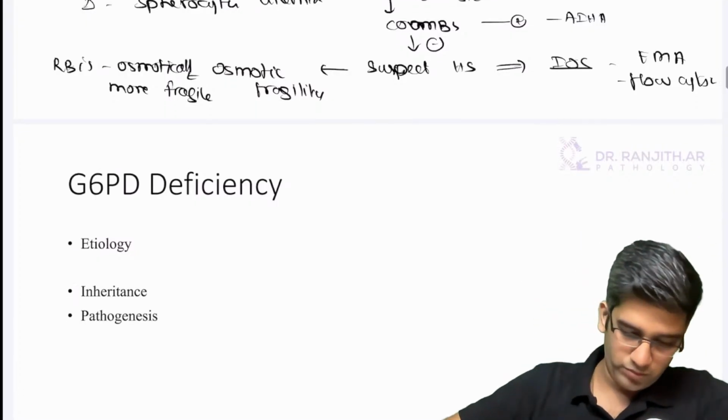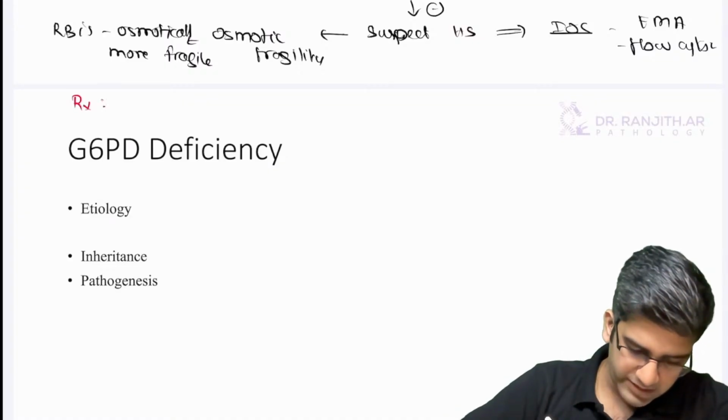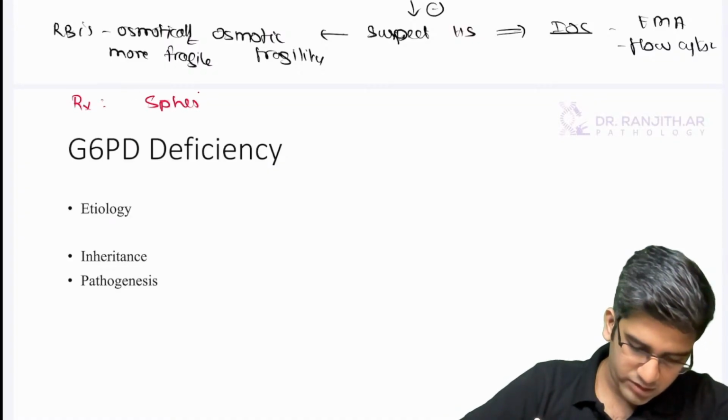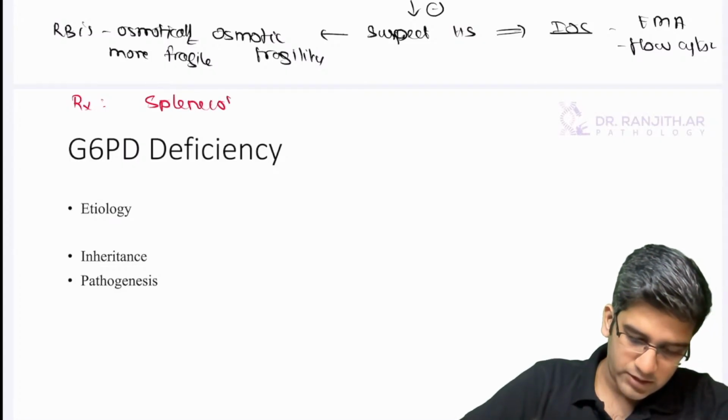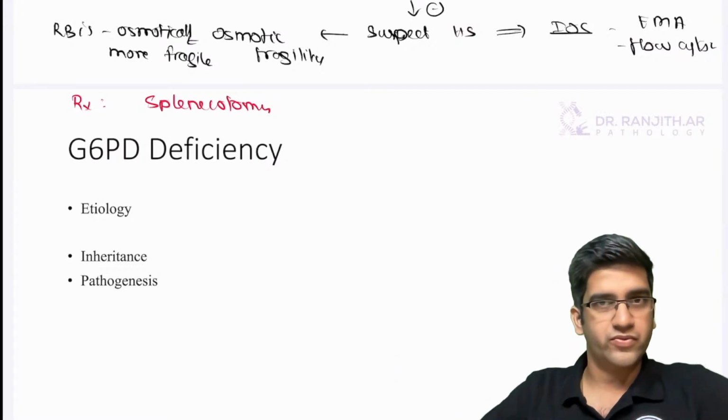Sure, Aniket will do it soon. Okay. Now let's go to the treatment if possible. Treatment is just splenectomy. If it is severe, remove the spleen. Splenectomy is one of the treatments of choice in case of HS patients.